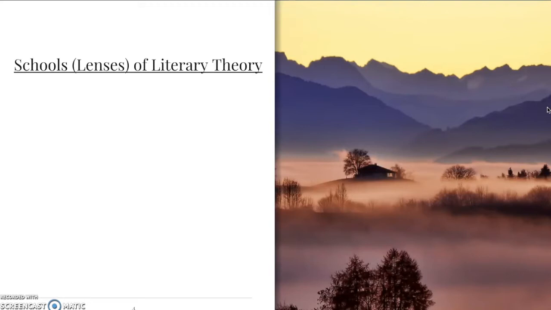Another word for lenses is the schools of literary theory. And there are many, many schools of literary theory. What I mean by that is there are many perspectives to take when analyzing literature. So imagine yourself again putting on different pairs of glasses and analyzing the literature, looking at it in a new way depending on which lens you're using. So here's a sample of some of the lenses of literary theory.